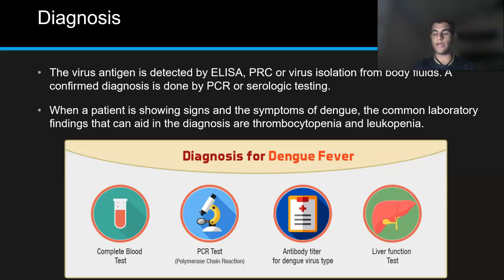Thrombocytes are going to be the ones causing the thrombosis of the cells, causing it not to leak out. And the leukocytes are just white and red blood cells. So the diagnosis timeline looks like a complete blood test, PCR test, and antibody test to detect the dengue virus type, and also the liver function test to detect any unusual levels of enzymes that can cause an imbalance and lead into shock for the patient.